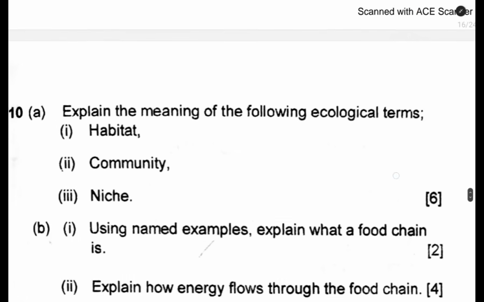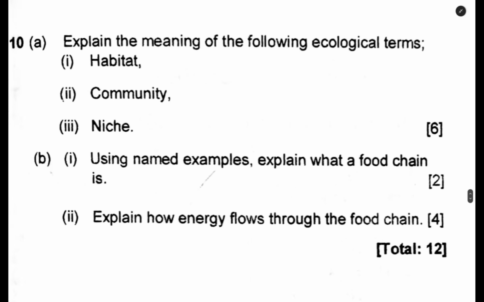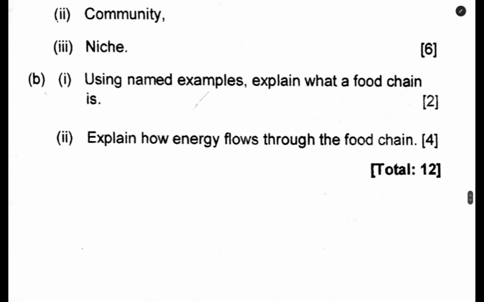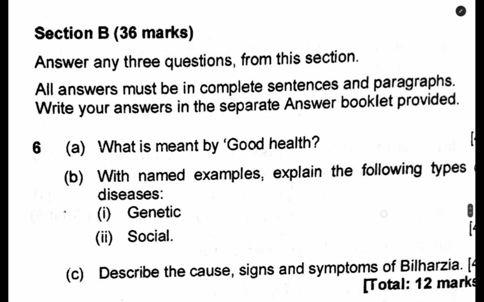So look at this information. Then explain the meaning of the following ecological terms: habitat, community, niche. Like I said, these terms, you need to know them. Using named example, explain what the food chain is. Okay? Then explain how energy flows through the food chain. So ecosystem, one of the topics you might need to look at.